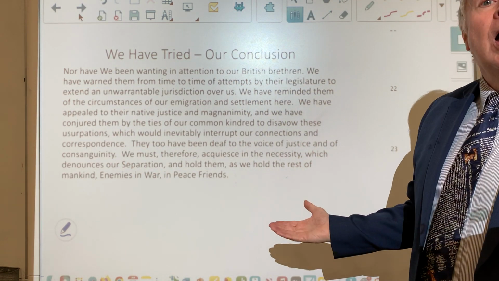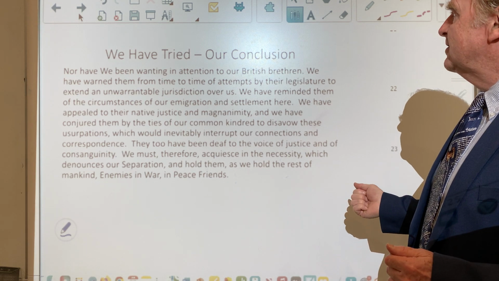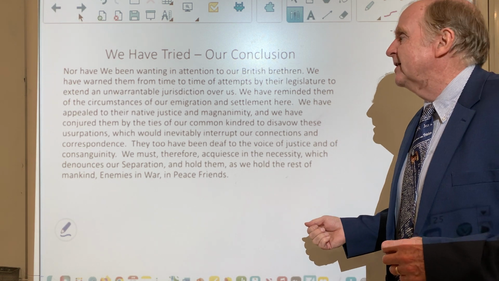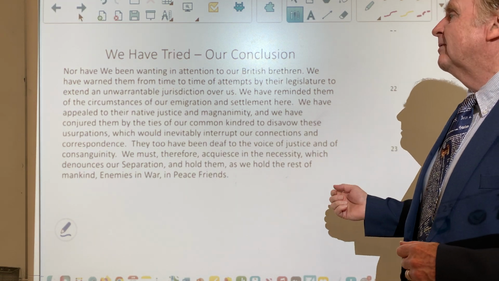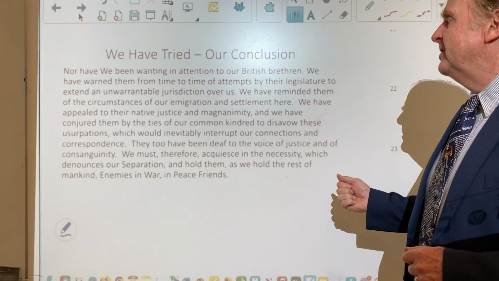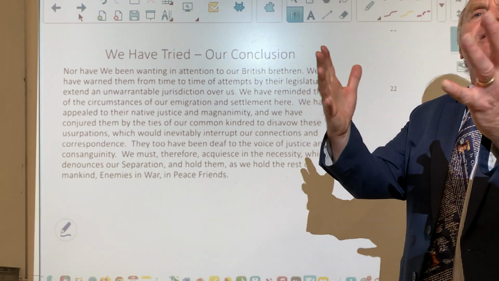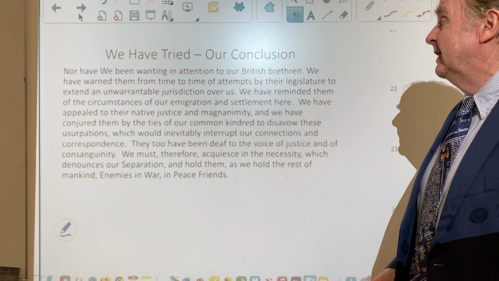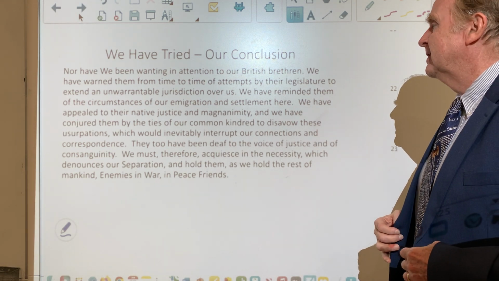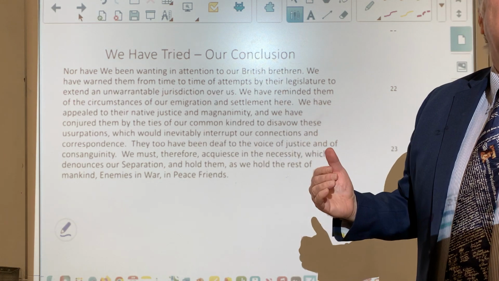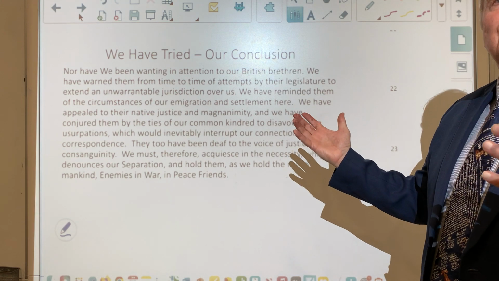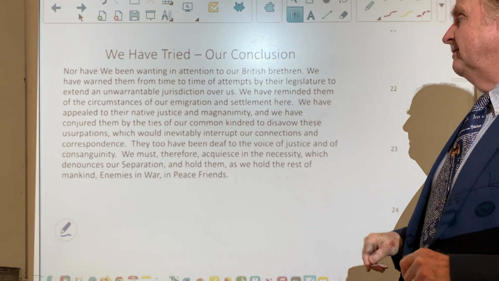And then they said, we've tried. We have not been wanting in attention to our British brethren. We have warned them from time to time of attempts by their legislature to extend an unwarrantable jurisdiction over us. We have reminded them of the circumstances of our emigration and settlement here. We have appealed to their native justice and magnanimity. We've appealed to the sense of justice that people have, their goodwill. We have conjured them by the ties of our common kindred to disavow these usurpations. Most of the colonists came from the British Isles, so we were Englishmen.